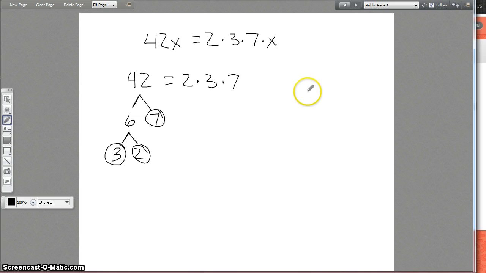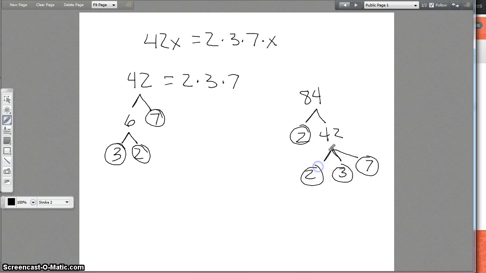Or if we had, for instance, 84, which we know is 2 times 42, 2 is a prime factor, we already know the 42 can be broken down into 2 times 3 times 7. Notice that we have 2 occurring twice, so this would be 2 squared times 3 times 7.